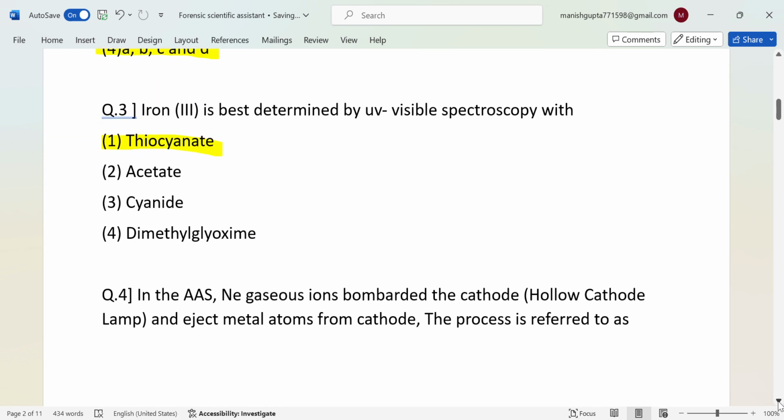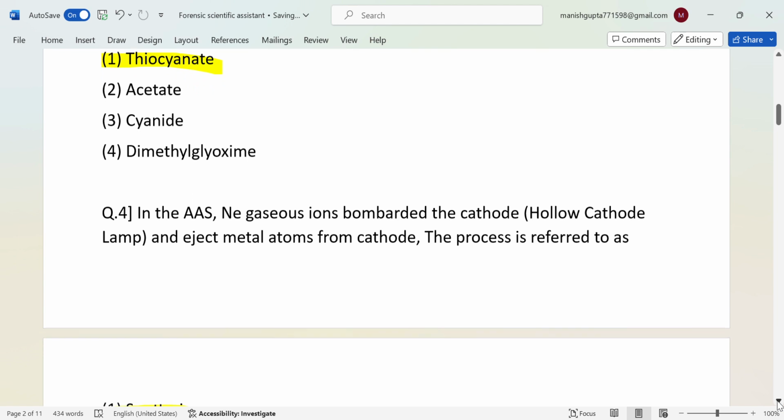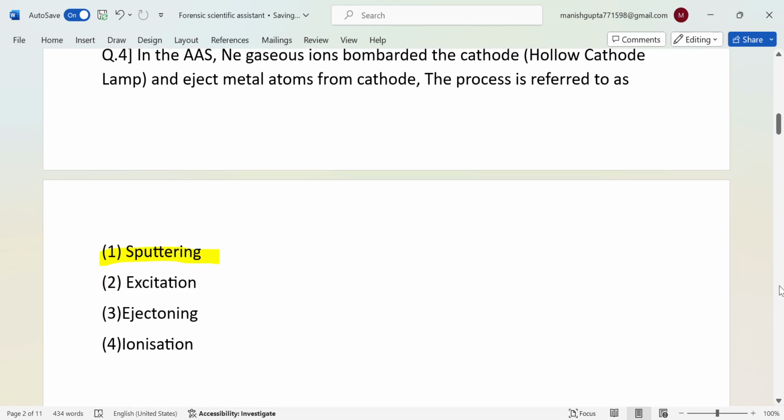Iron 3 is determined by UV visible spectroscopy with which reagent? There are four options: thiocyanate, acetate, cyanides, dimethyl glycosides. Option number 1 is correct. We are going to move on to question number 4.